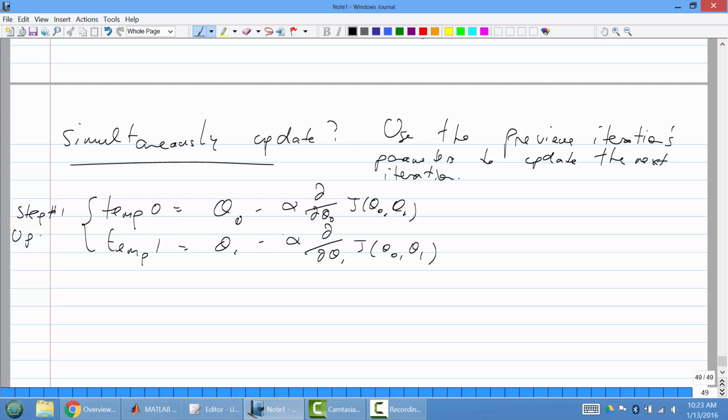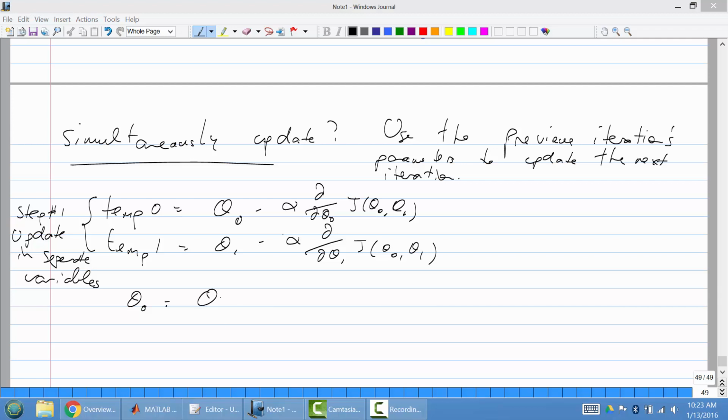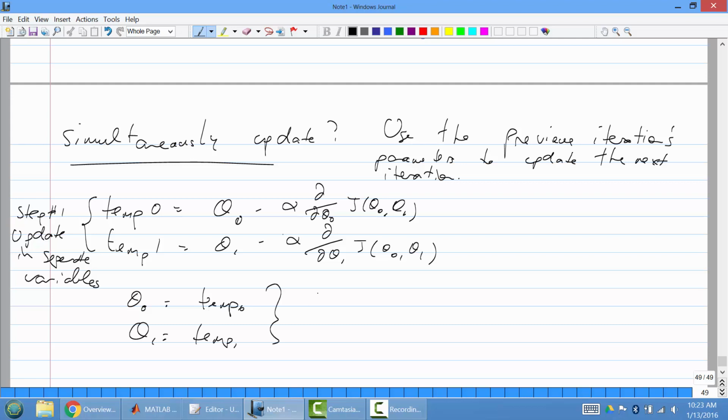So update in separate variables. And then finally, that's when you do the update in the end. Sorry, this is temp 0. Step number 2: now update. Okay, so that's what we mean by simultaneously update.